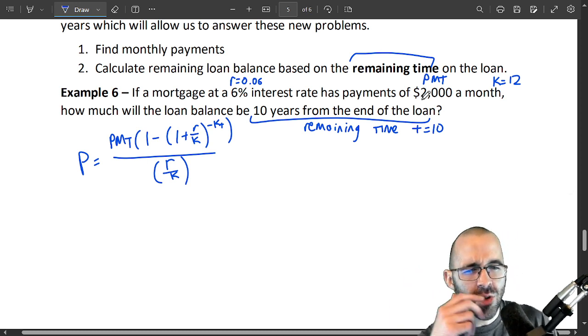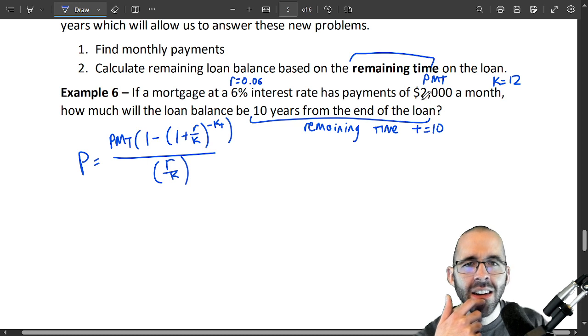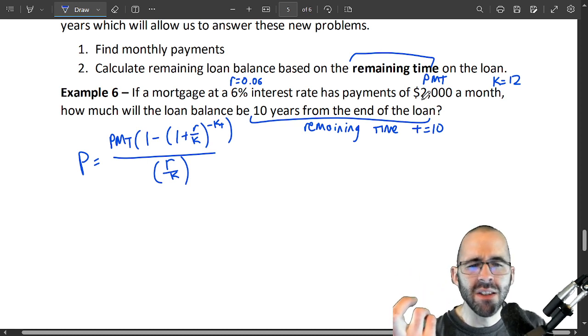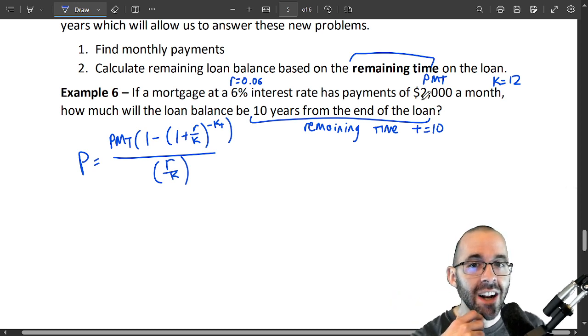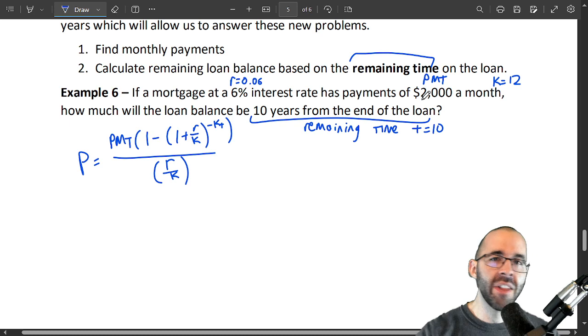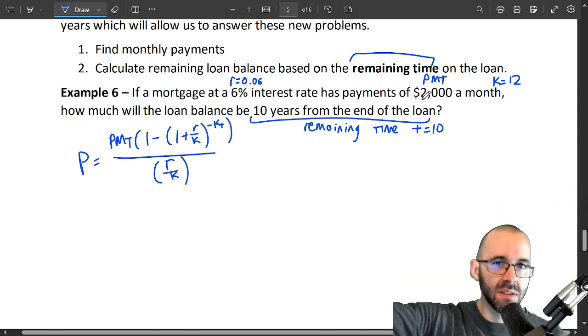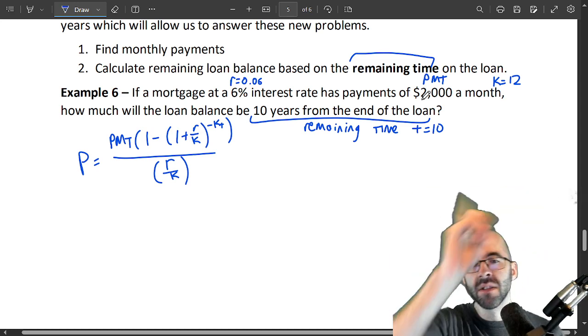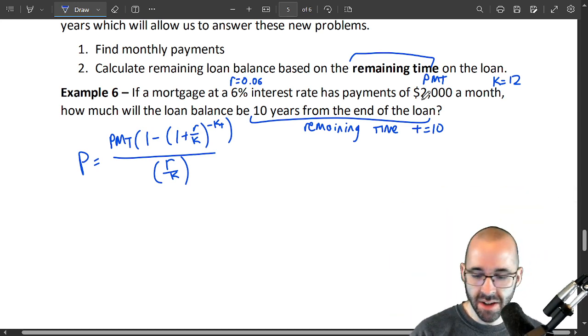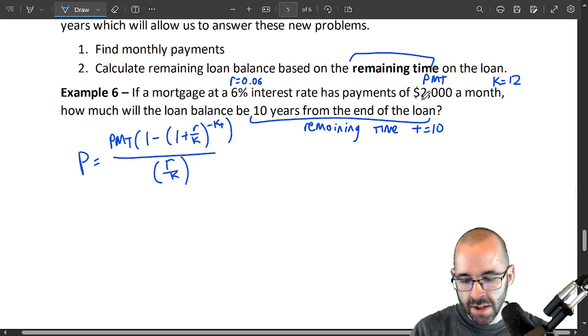And you might feel a little strange saying, Jason, we don't know how much this loan started at. It doesn't matter. It does not matter what this loan started at to ask how much the loan balance will be 10 years from the end. If we know the monthly payment, that just describes everything for us. The monthly payment and how much time is left. Start doesn't matter. What matters is how much time is left and what our monthly payment is. So yeah, we just plug everything in.